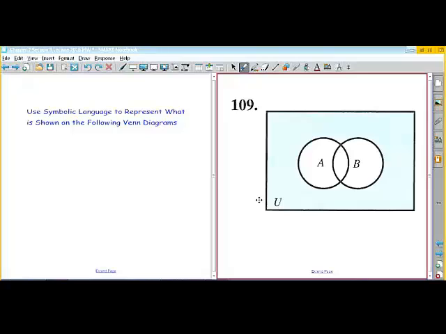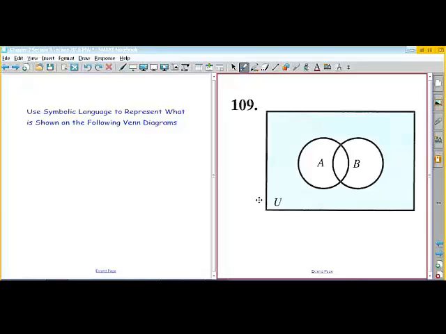No. Well, what would happen? We used union prime. Yeah. So the light blue would be the prime of A union B, right? So if the white is A union B, then everything outside of there has to be the complement of that. So that's the answer. Okay.